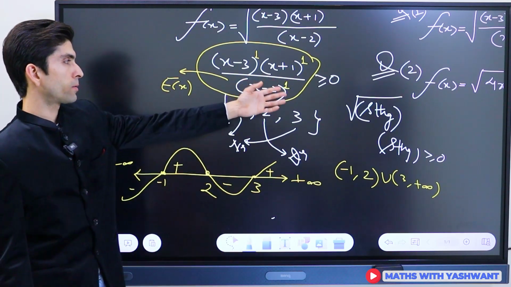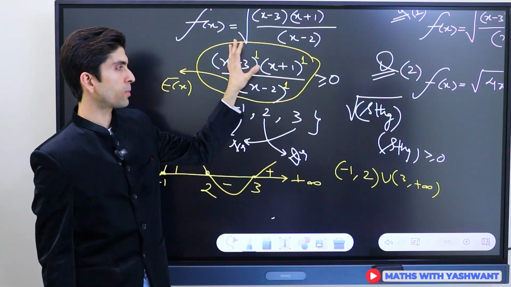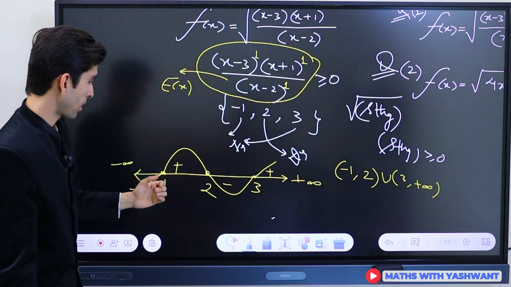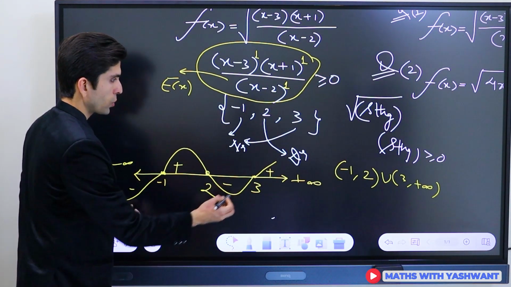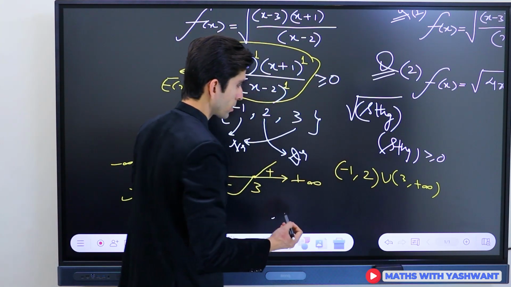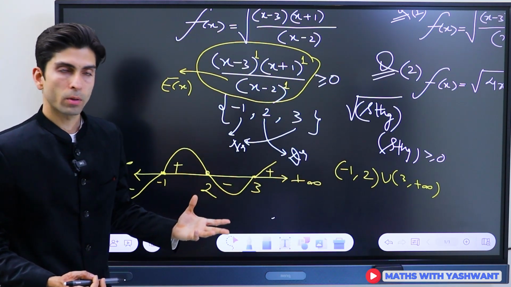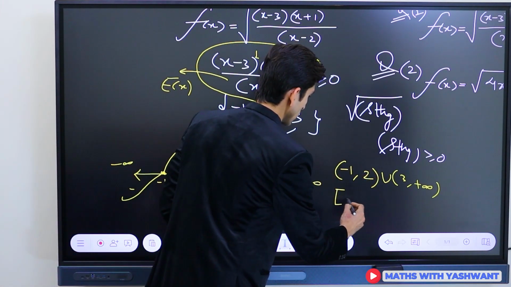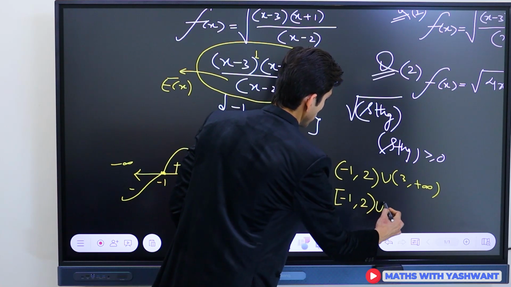But we want 0 as well because we have an equality sign, so this expression can achieve the value 0 as well. So for 0, we can take -1 and 3. So -1 and 3 is also possible. For that purpose, this open bracket we have to make closed by using a square bracket.